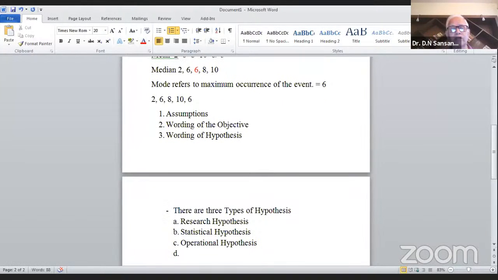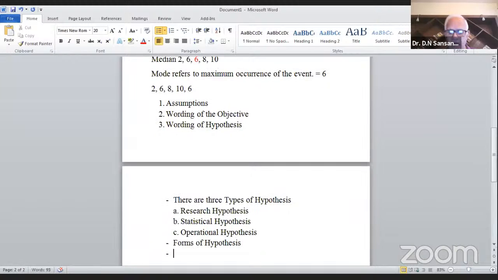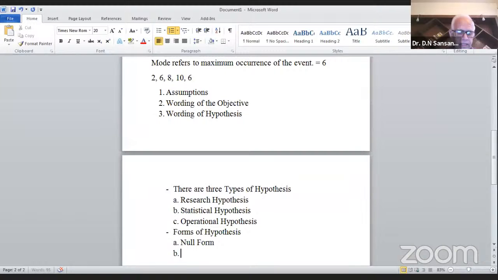But if you want to decide about the forms of hypothesis, and the forms of hypothesis are two. One is called null form, and another is called directional or alternative. Now, when you say null form, then you must know when to formulate the hypothesis in the null form. To decide the form, there are bases, and these bases you must have studied. I'm not going to tell you. Okay? When should you formulate the hypothesis in the directional form?